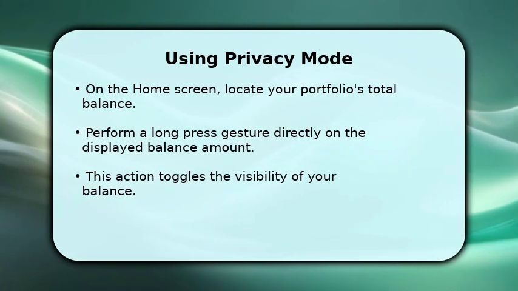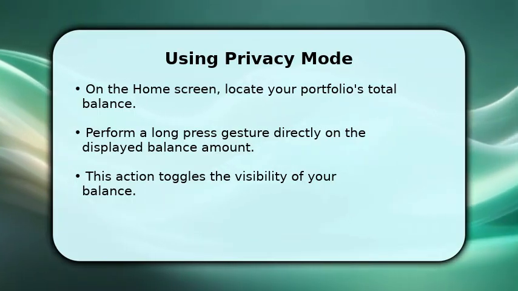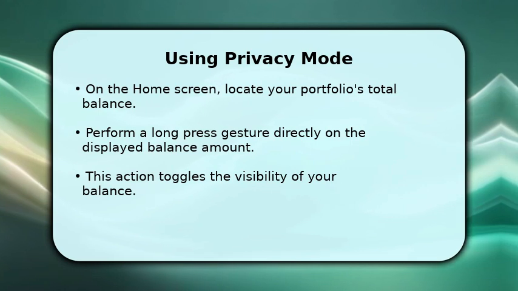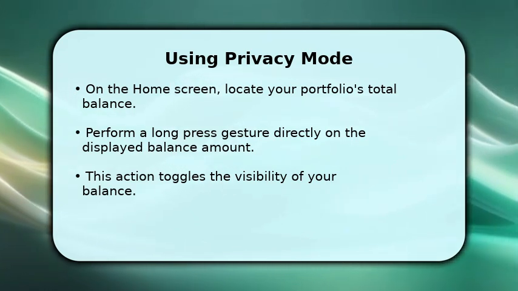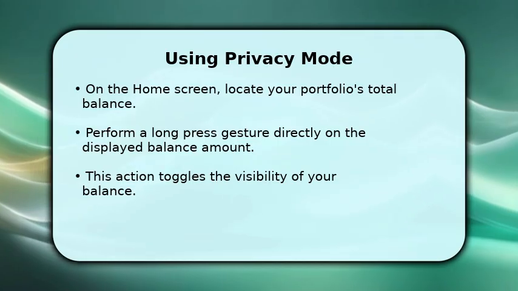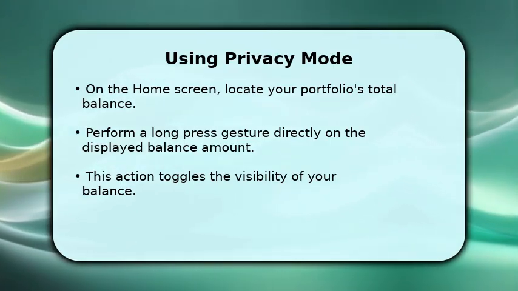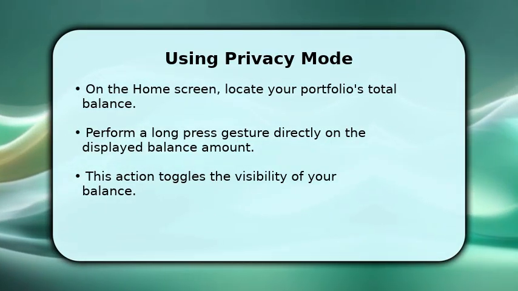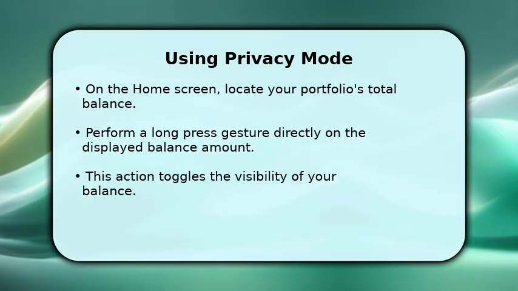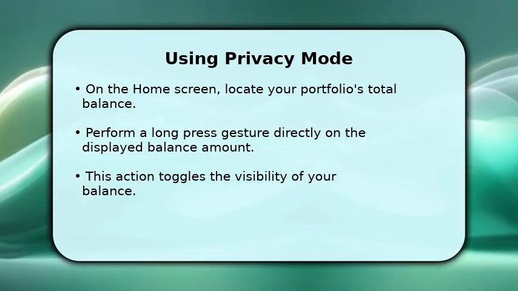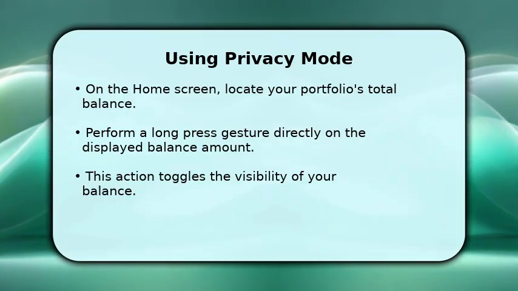The primary way to unhide your balance on the Coinbase mobile app involves a simple gesture. On your home screen, find where your total portfolio balance is shown. To reveal your hidden balance, simply long press on that displayed amount. This action will instantly toggle the visibility, making your balance visible again across the app.